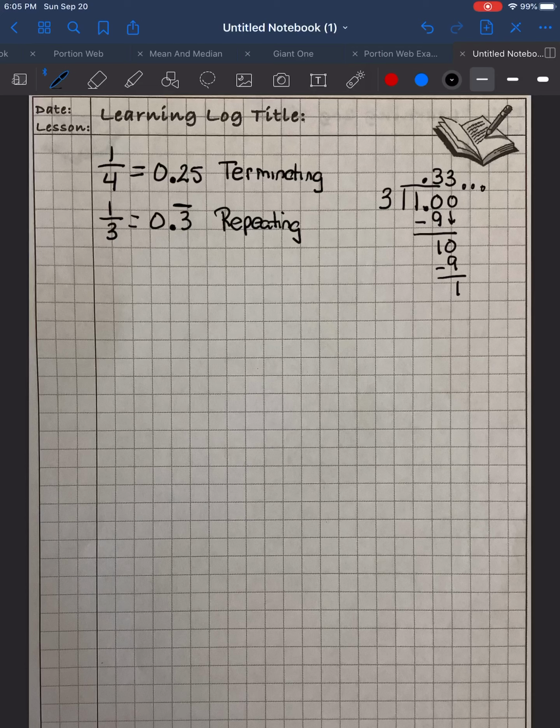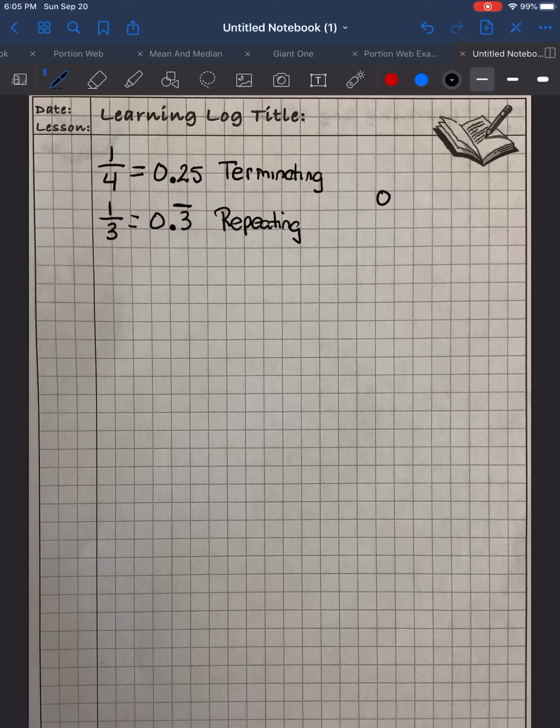Repeating means as long as I keep dividing, I'm going to get 3, 3, 3, 3, 3. And sometimes when they repeat, it's not the same number. It could be 0.125, 125, 125, but there's a repeating pattern there. Okay, so two types of decimals, which we've talked about. How do I change a fraction into a decimal? How do I change a decimal back into a fraction?